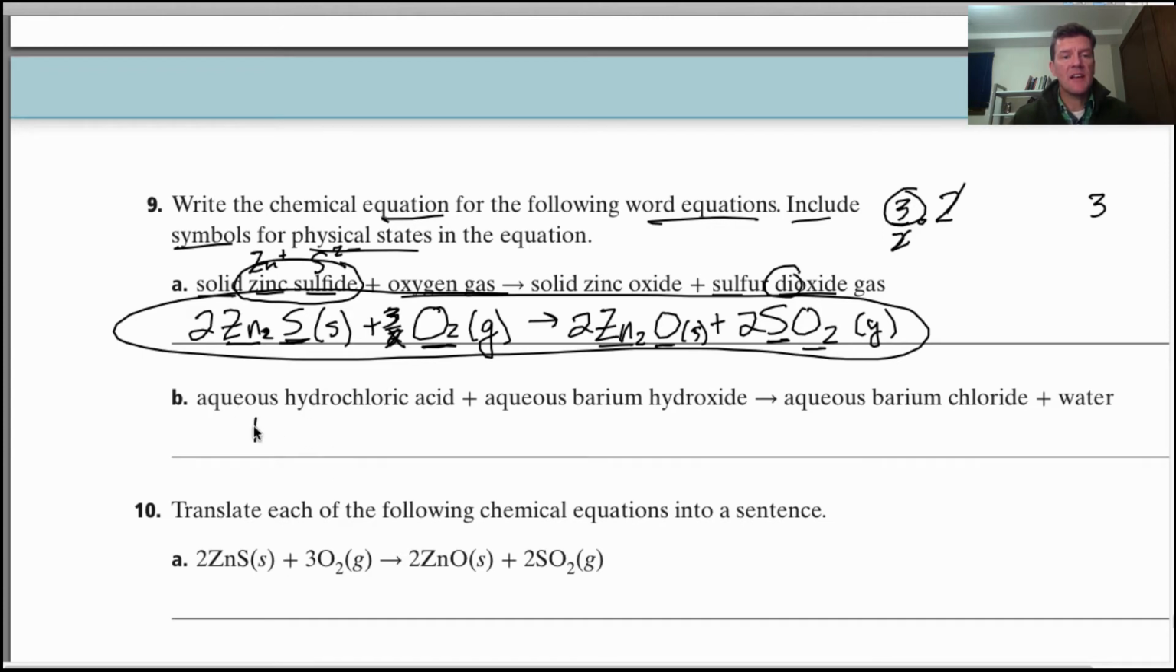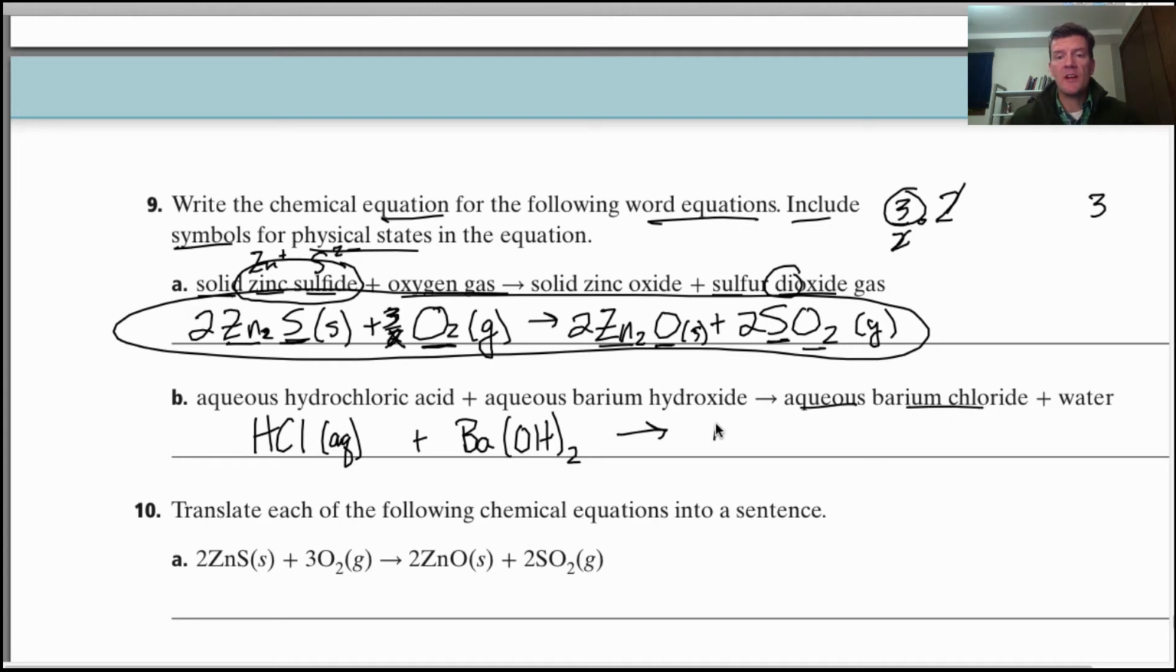Aqueous hydrochloric acid. Hydrochloric acid is HCl. You don't need to know that; you can look it up in the book, or I'll tell you. HCl, aq is aqueous, plus aqueous barium hydroxide. Barium is Ba. Hydroxide is a polyatomic ion with a -1. Barium is a positive 2, so you're going to have 2 hydroxides to make a neutral compound with the barium. Yields, or it's going to produce what?